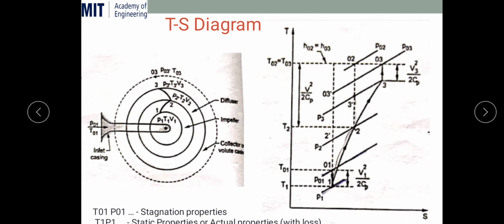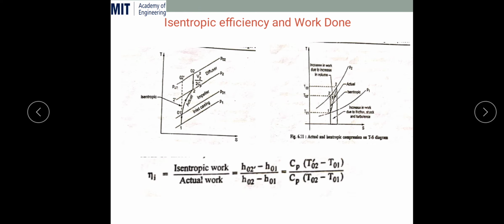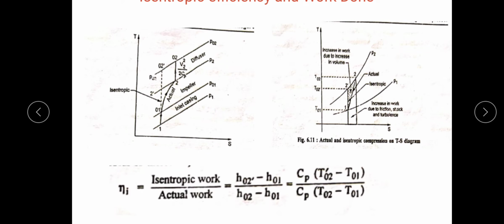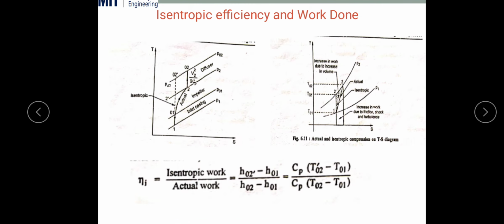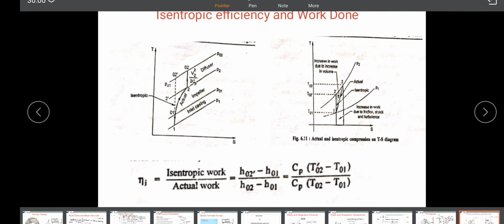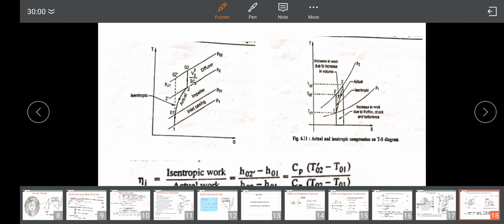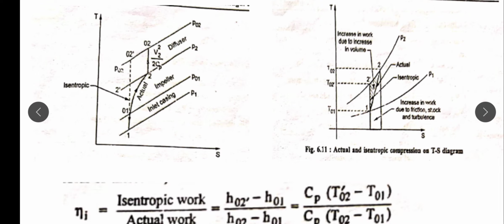Next, we have to define the isentropic efficiency and isentropic work done, or simply work done. Isentropic efficiency can be defined as isentropic work upon actual work. From the figure, in the first TS diagram we have shown the inlet casing, impeller and diffuser section, and in the second TS diagram we have shown only the inlet pressure of the impeller to the outlet pressure of the impeller. We have not shown the diffuser section here. While defining the isentropic efficiency we have to consider all parts, that is inlet casing, impeller and diffuser, but in some cases we can use this diagram also, just to understand the actual and isentropic process.